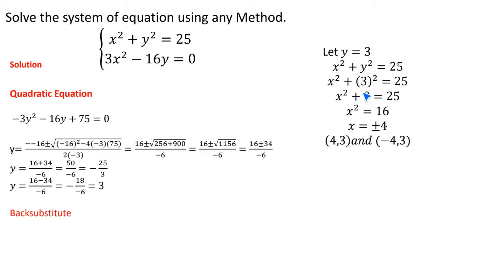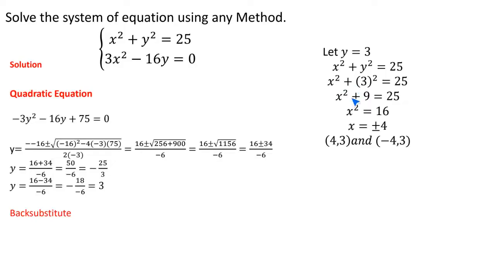If I plug in the 3 for my y, then I get x squared plus 9 is equal to 25. And then x squared is equal to 16 if you subtract 9 on both sides. Take the square root on both sides. So we get x is equal to the square root of 16, which is plus or minus 4. So here, when y is 3, we're getting two solutions for x. One is +4 and 3, and the other is -4 and 3.